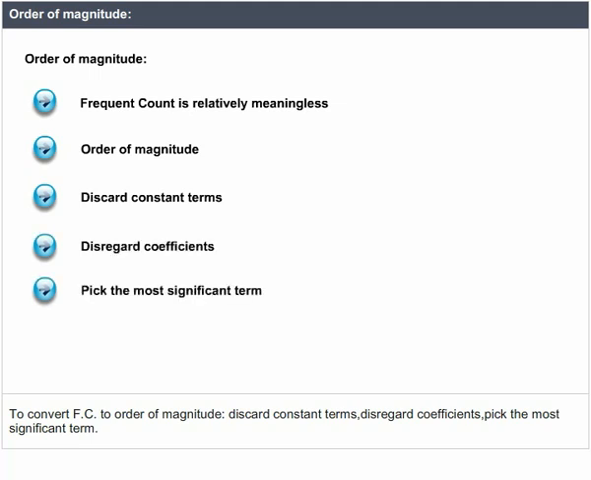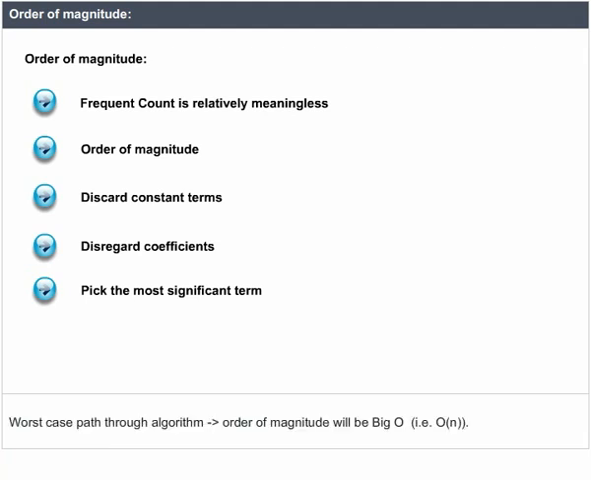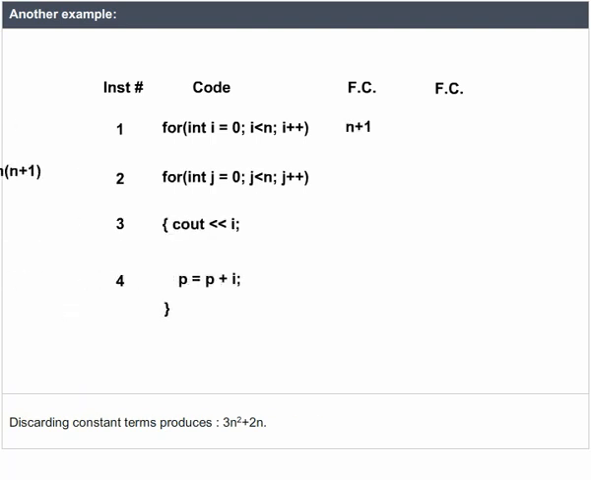Worst case path through the algorithm. The order of magnitude will be big O, that is, O of n. Another example: discarding constant terms produces 3n square plus 2n. Clearing coefficients, n square plus n. Picking the most significant term, n square.